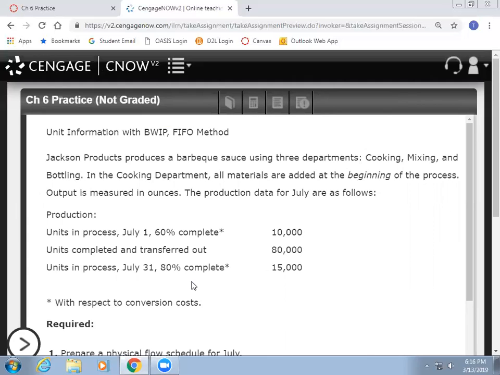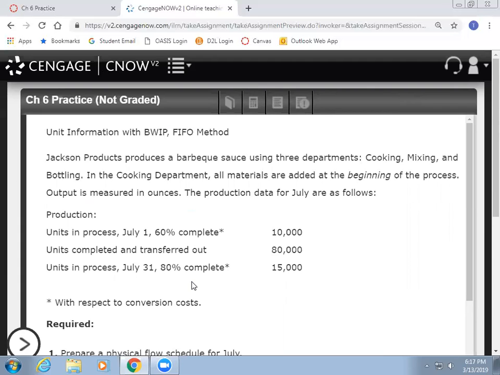So this one, we're doing the FIFO method, first in, first out, which you may remember from good old inventory valuation. We're assuming the first products that we put in production are the first ones sold. It's just the flow. It says Jackson Products produces a barbecue sauce using 3 departments: cooking, mixing, and bottling. In the cooking department, all materials are added at the beginning of the process, which does make a difference. Output is measured in ounces, and the production data for July are as follows.